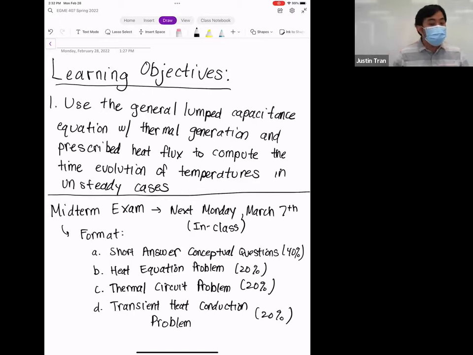How long is the exam? It's going to take place over the entire lecture period, so you're going to have 75 minutes. We're going to start at 2:30 and you're going to end at 3:45. Yeah, that's 75 minutes. Any other questions before we begin?